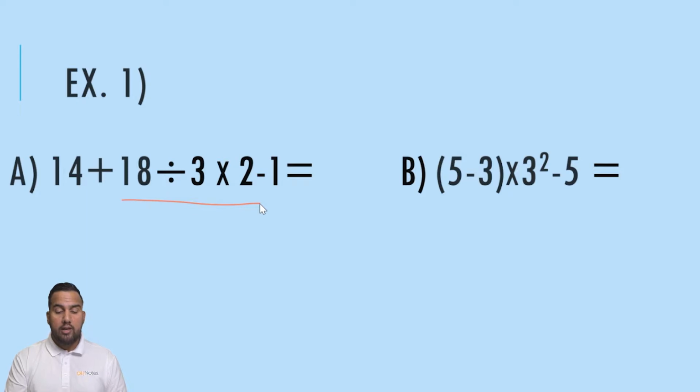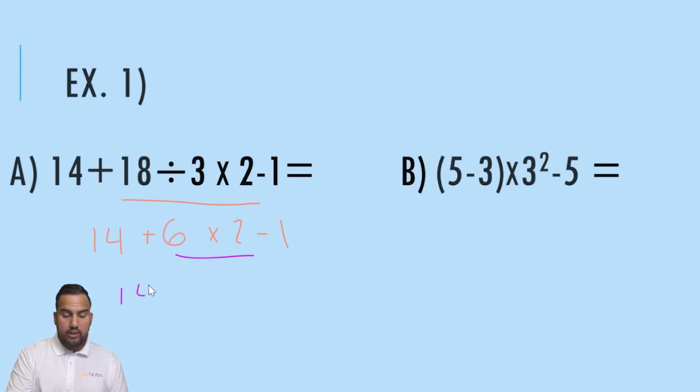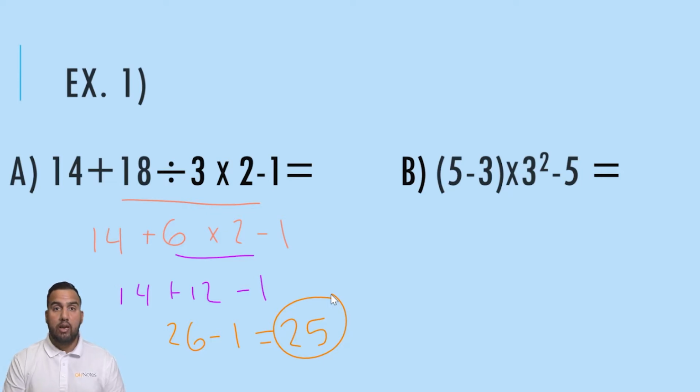And if you go left to right, the first thing that I'm going to do is 18 divided by 3, which is 6. So I'm going to bring everything down. 14 plus 6 times 2 minus 1. After that, I can go on to my next step, which is I'm going to multiply. 6 times 2 is going to be 12. So it's going to be 14 plus 12 minus 1. And then from here, I'm going to go left to right because I'm left with addition and subtraction. 14 plus 12 is going to be 26 minus 1. And I get 25 as my final answer for part A.